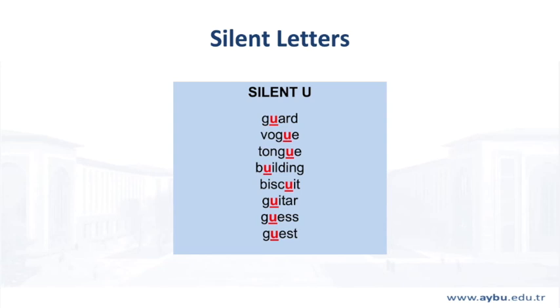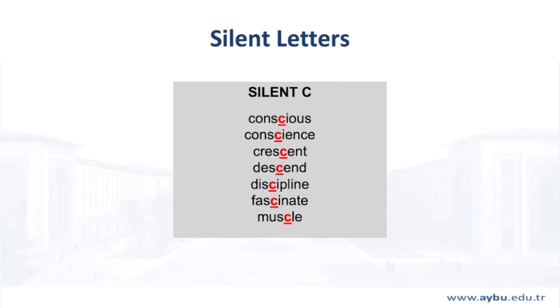And the next silent letter is C. Look at the examples. Conscious, conscience, crescent, descend, discipline, fascinate, muscle. Characteristically, we don't pronounce C if it comes after S, as in science.